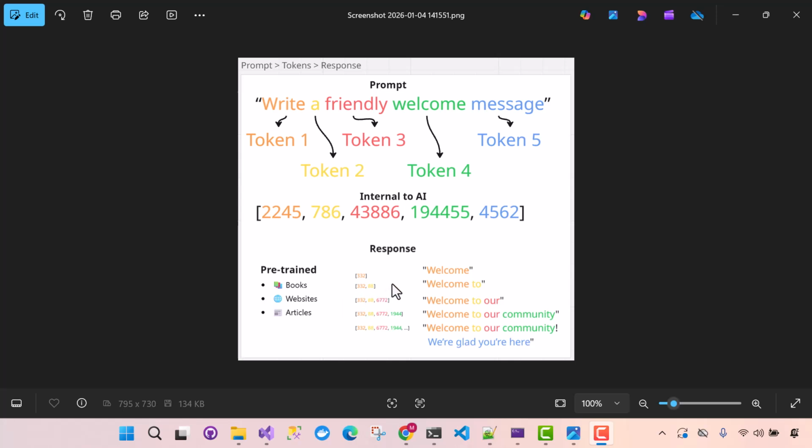That's why you see the response slowly grow. Welcome, welcome to our community. Each word appears because its token number had the highest probability based on what the model learned during the pre-training. Finally, those token numbers are converted back into words, and that's the response you see.